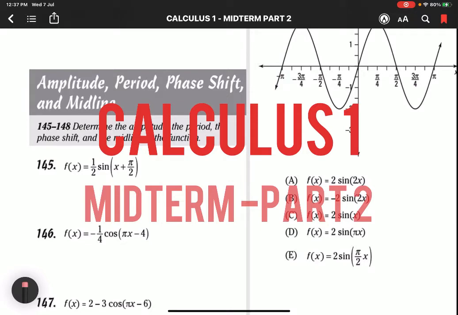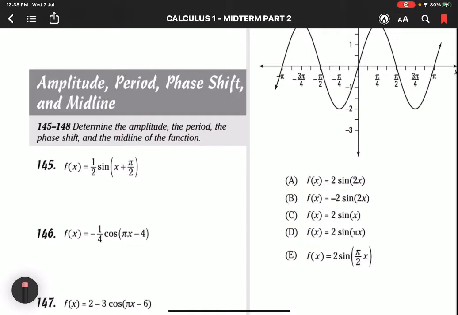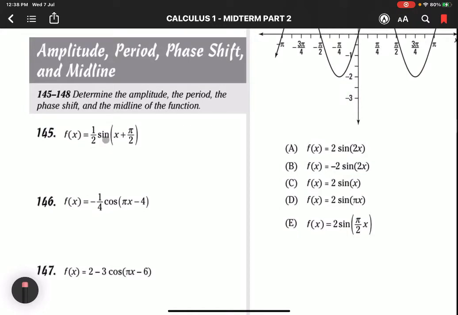Midterm na tayo at ito yung ating part 2. Sa part 2, we're going to discuss about amplitude, period, phase shift, and midline. So, bago natin to computein, actually hindi man tayo magko-compute. I-determine lang natin kung aling part dito yung amplitude, period, phase shift, and midline.